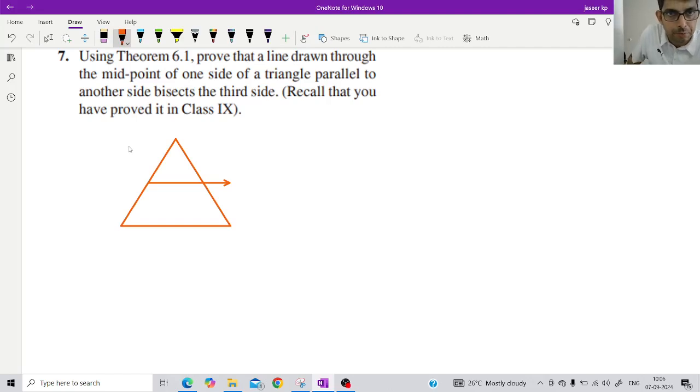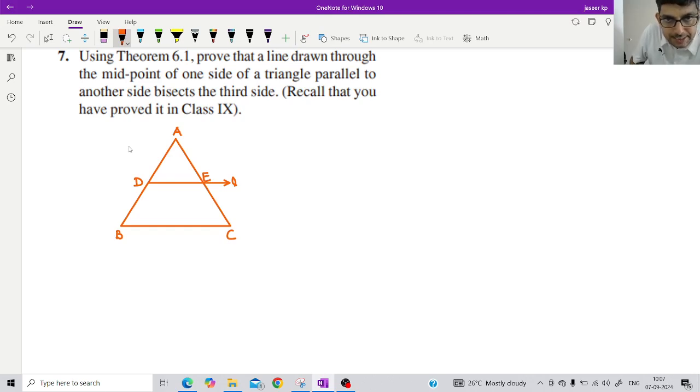Now the seventh problem: prove that a line drawn through the midpoint of one side of a triangle parallel to another side bisects the third side. So let us consider a triangle ABC, and let D be the midpoint of AB, and let L be a line through D parallel to BC meeting AC at E.